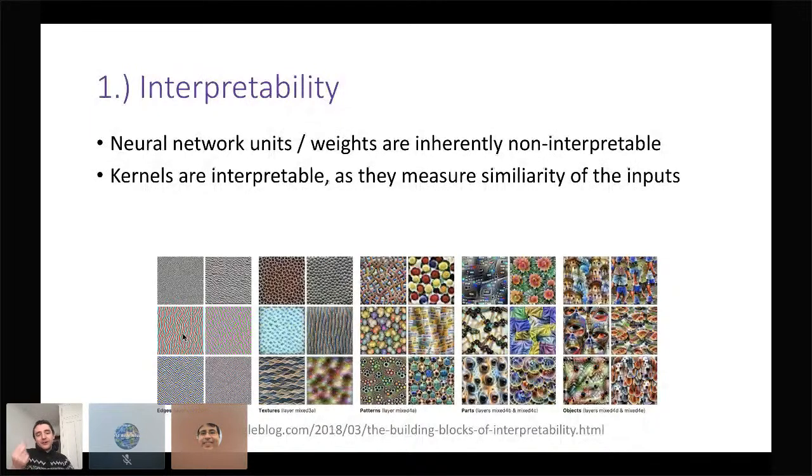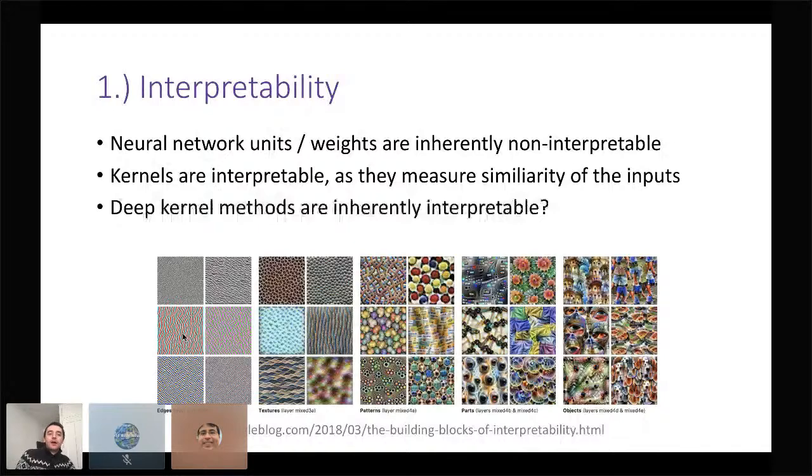But I would argue that kernels give us a much better grasp on interpretability, and that's because kernels are inherently interpretable. They measure the similarity, as judged by the network or by the model, of any two inputs, and that's something that I as a human can get a handle on. And because deep kernel methods work fundamentally in terms of these kernels, they don't have units, they don't have weights at all, then I would argue that kernel methods are inherently much more interpretable.